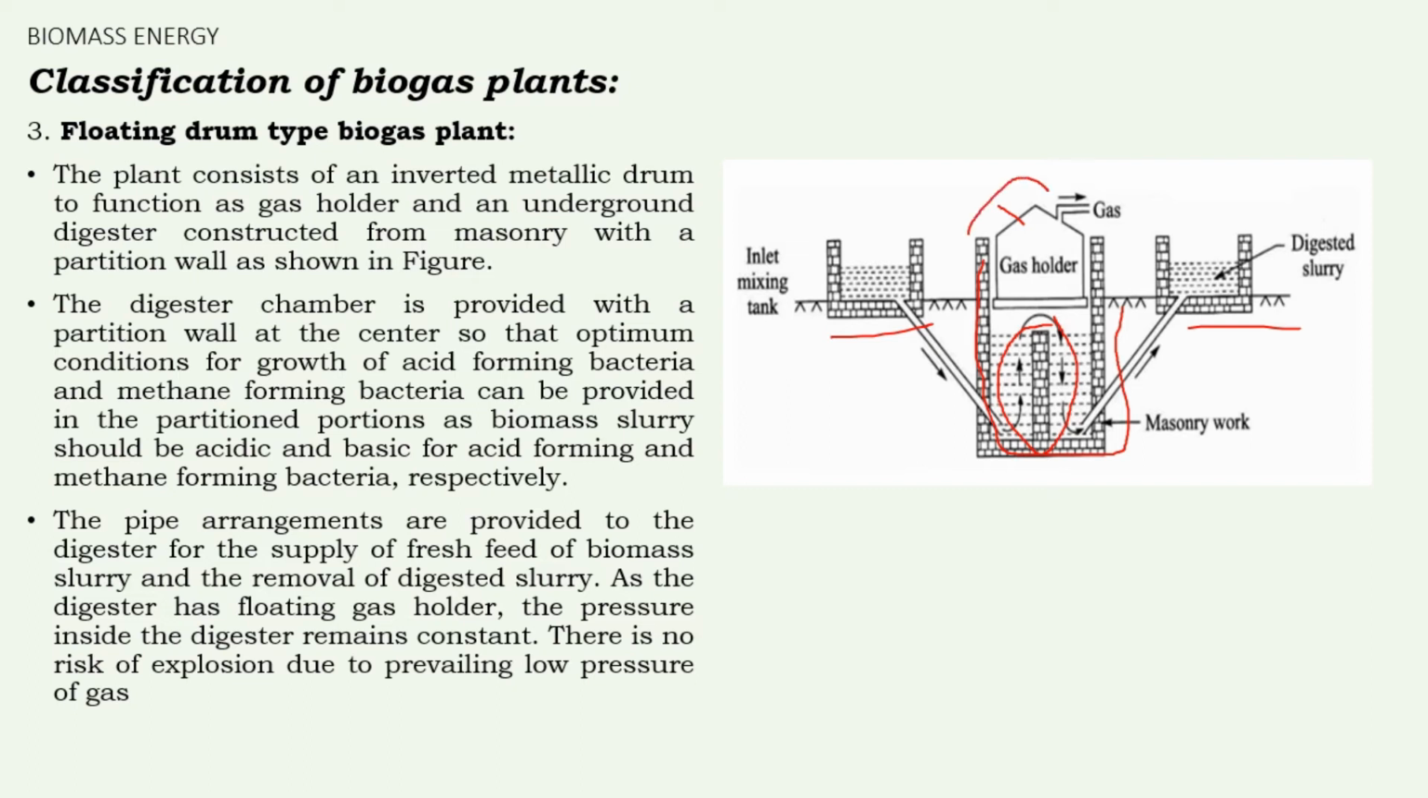As the digester has a floating gas holder, you can see this is the floating gas holder, the pressure inside the digester remains constant. If the production of gas is more, the floating gas holder moves up, and if the production of gas is less, the floating gas holder moves down. It is free to float, free to move up and down, so that the pressure inside is constant. One advantage of this is there is no risk of explosion due to change in pressure of the gas. This is about the floating drum type biogas plant.